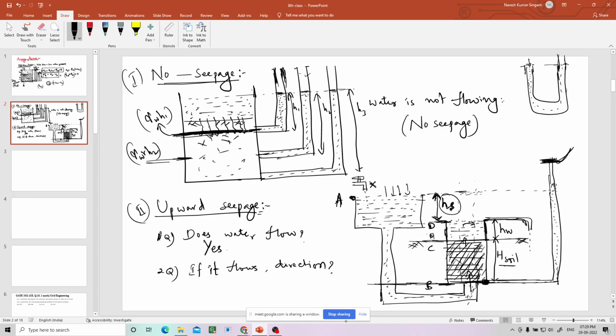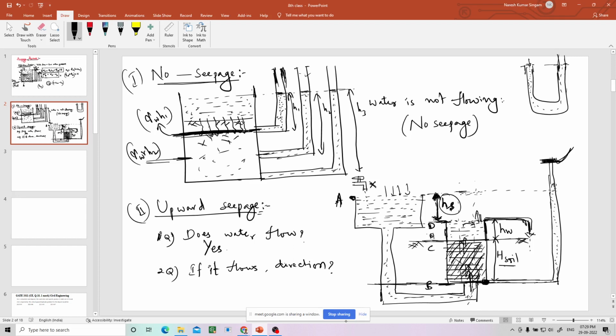Whereas after reaching this point, it wants to go above. As there is no space for it, it is flowing. As it is flowing, the water is coming again from here. That is nothing but seepage, because of this head difference. Okay, so that is how it works.